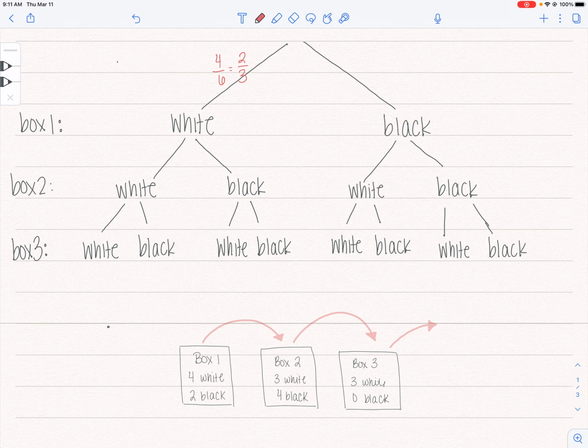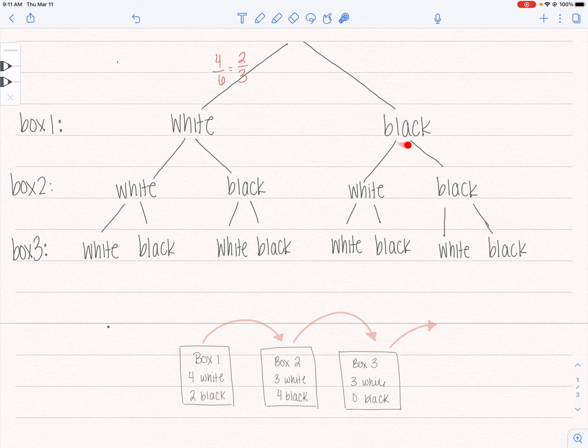Now, because we're just looking at the end probabilities, it doesn't particularly matter about reducing, but on the test, if I were to ask you for the tree diagram, I want to see the reduced one. I would like to see both, but specifically the reduced one. So there's the probability of drawing a white ball out of box 1.